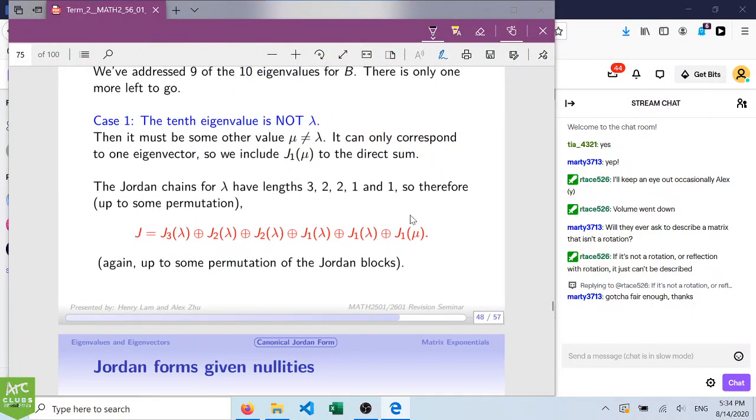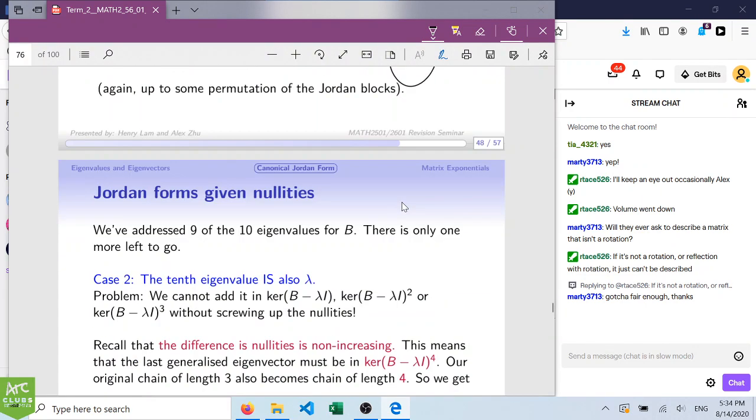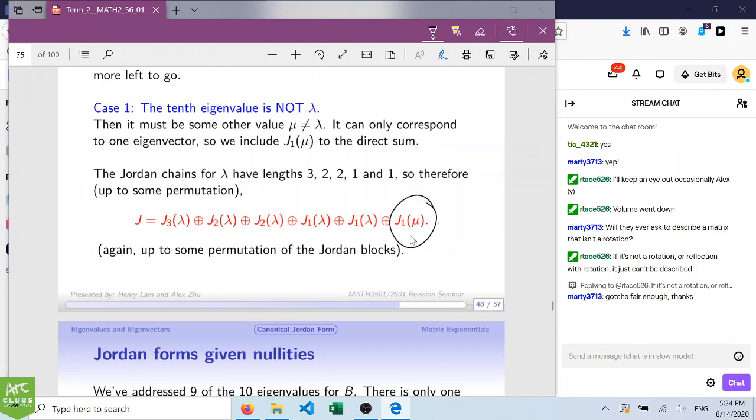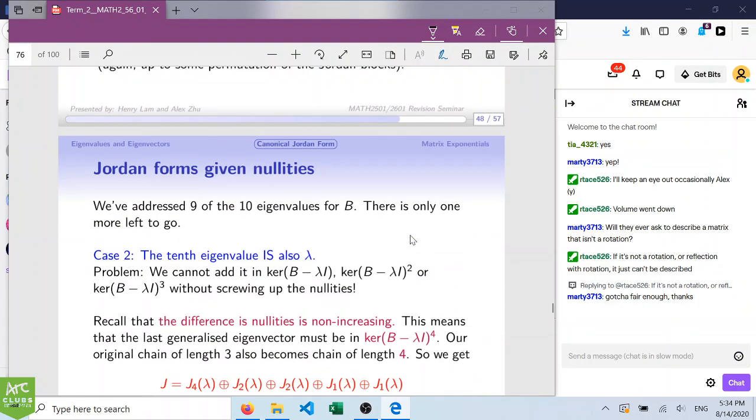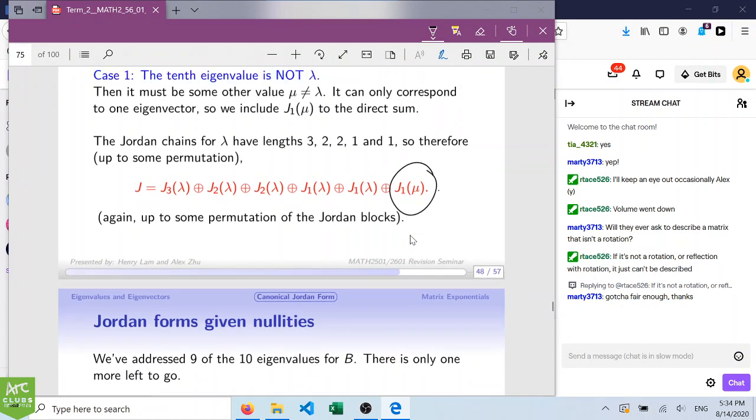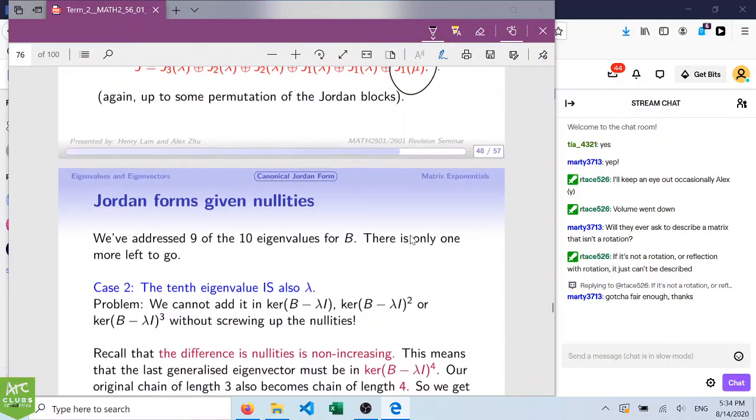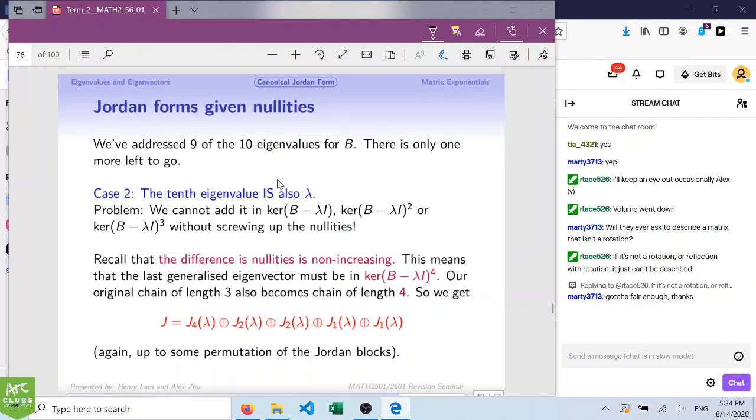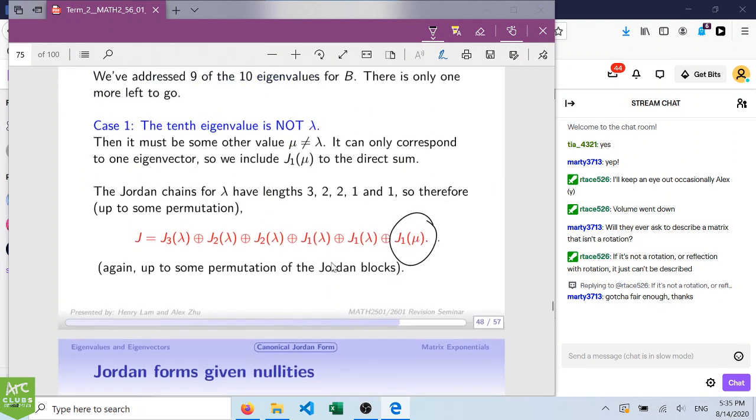And then the last bit, there's only one eigenvalue, so there's going to be a block of size 1 for a new eigenvalue μ. So that's for case 1. There's also a second case. So if the 10th eigenvalue is also λ, that means that you're going to have a new block.